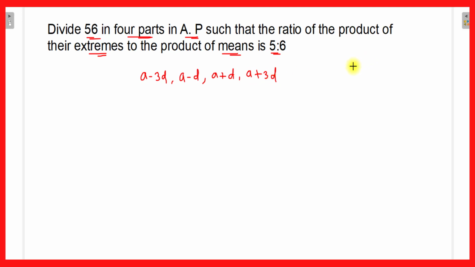We do not assume it as A plus 1, A plus 2, A plus 3 like this, because that will be difficult to solve. So whenever we have to assume 4 terms in AP, we assume them as A minus 3D, A minus D, A plus D, and A plus 3D.